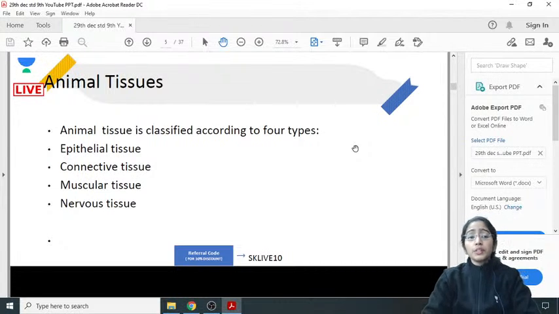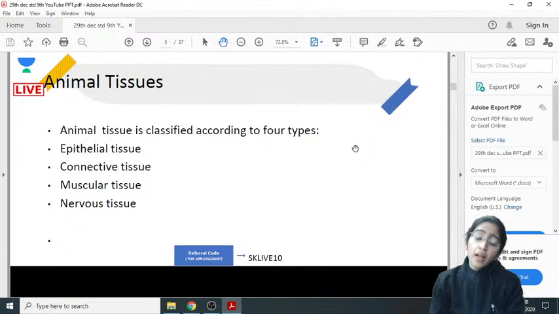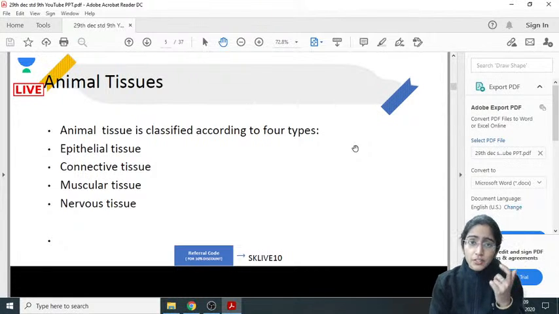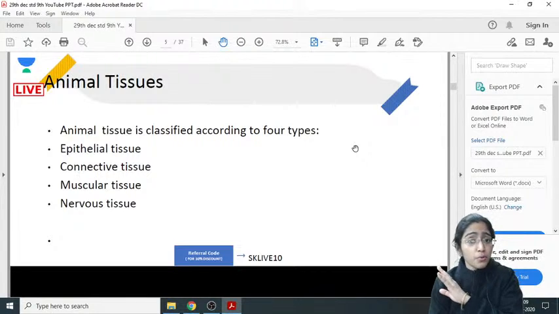Okay, so what is tissue? Once again I repeat, tissue is a group of similar cells performing the specific function. And when I say similarity, what do I mean by that? In what respect am I talking about similarity? Similarity in the structure, similarity in the function, and similarity in the origin. Origin, matlab kya? The 3 germ layers, whether the outermost ectoderm, middle mesoderm, or the inner endoderm.